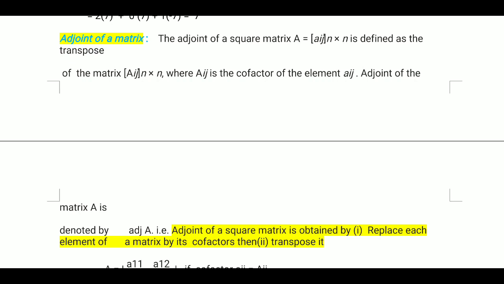The adjoint of a matrix is obtained by replacing each element of the matrix by its cofactor and then transposing it. This is the rule. Adjoint is possible only for a square matrix, because we are taking help of determinants, and a determinant is possible only for a square matrix.